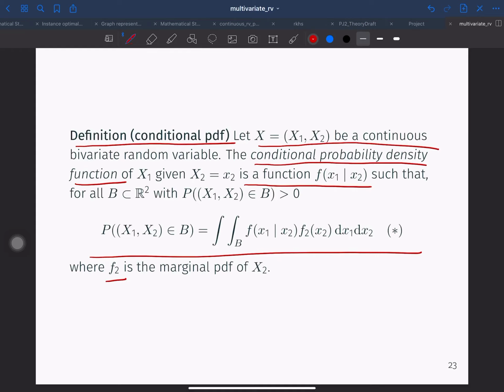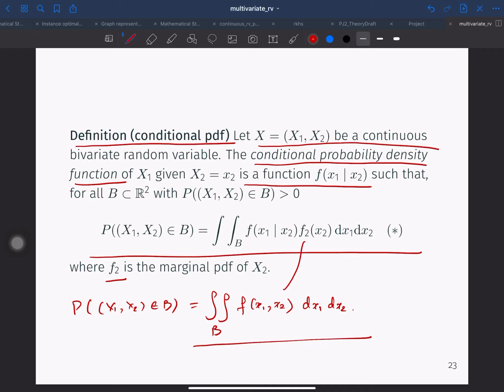So in summary, we know that the probability of (x1, x2) belonging to B is defined normally as the integral of f of x1, x2 dx1 dx2. And we want this to be equal to this. So that is our definition of what the conditional PDF is. Well, that is a definition that is not really that helpful. So let's see what we can do with this.